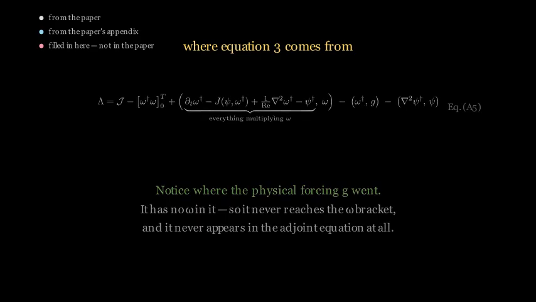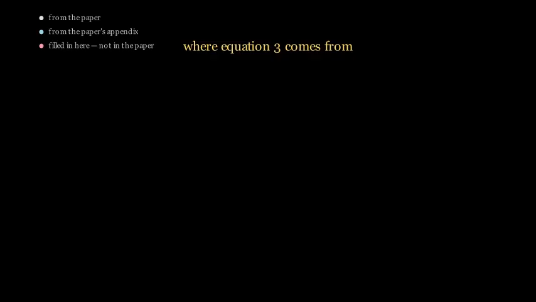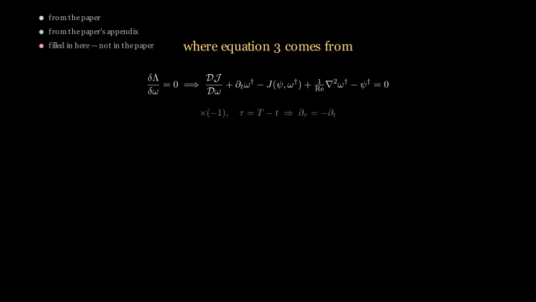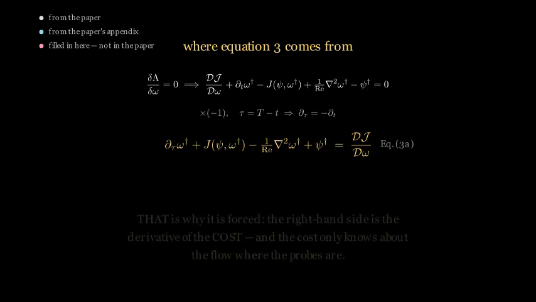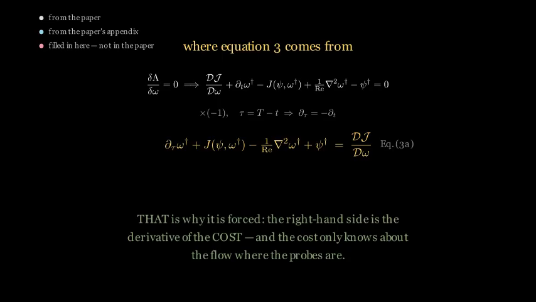Now vary omega and set it to 0. The bracket has to vanish, but not on its own because the cost depends on omega through the measurements. So its derivative joins the party. Multiply through by -1 and flip the time direction by writing tau for t minus t. That is equation 3a, exactly as the paper prints it. And there is the answer to why these equations are forced at all. The right-hand side is the derivative of the cost. The cost only knows about the flow where the probes are, which is exactly the fact the rest of this video is built on.